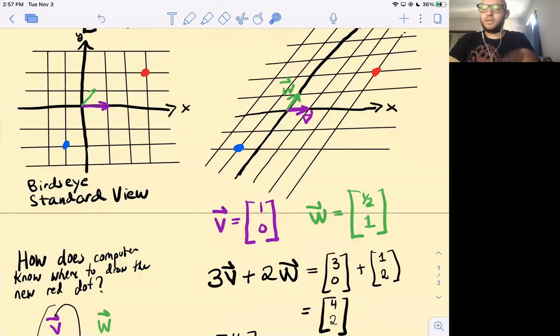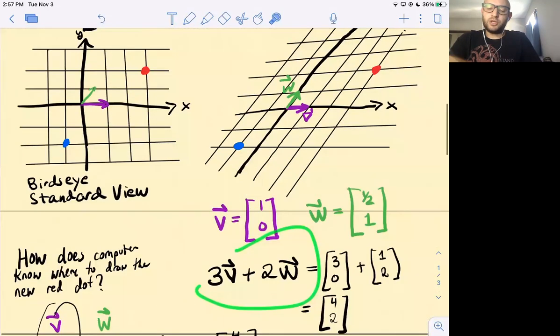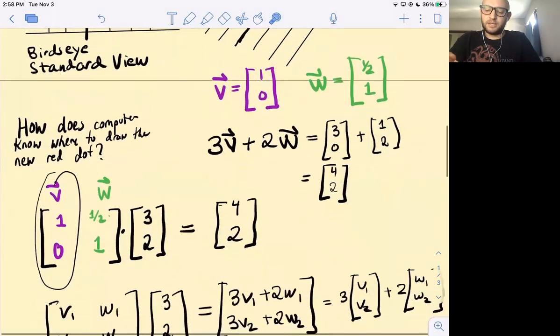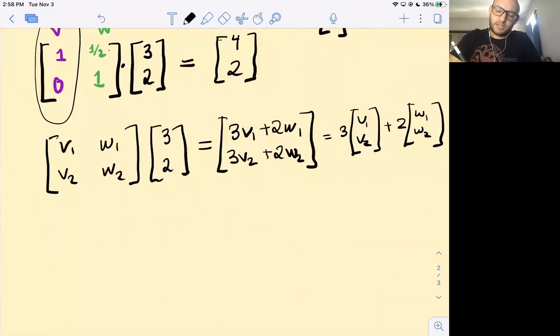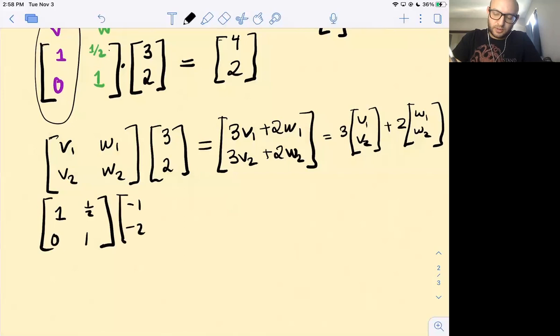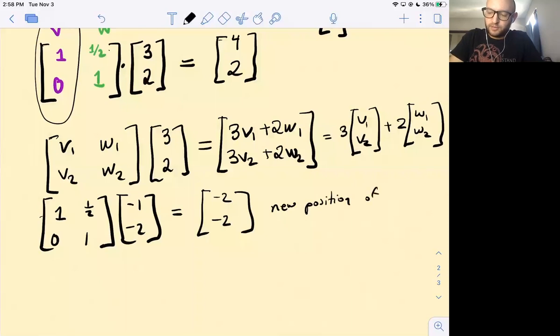So instead of doing this sort of calculation, we could just plug in the original coordinates, minus 1, minus 2, and multiply it times our matrix. We can multiply this, 1, 0, 1/2, 1, times minus 1, minus 2. This would be the new position of the blue point. And if I do this carefully here, 1/2, 1, 1/2, and negative 1, negative 2, that gets you to negative 1, I believe. Yes, I like that. And then this last one would be negative 2. So this would be the new position of the blue point in the true coordinate system, in the standard computer coordinates.